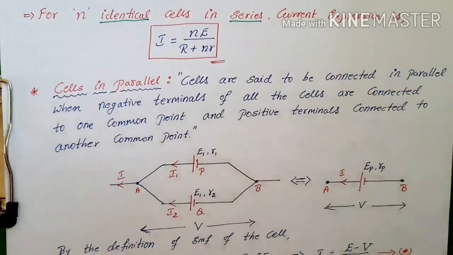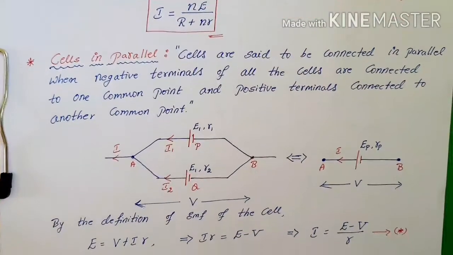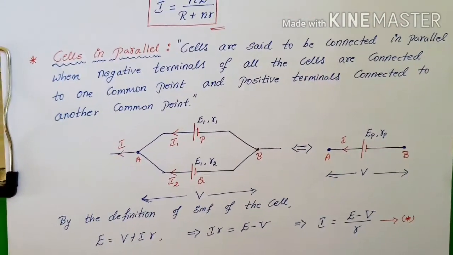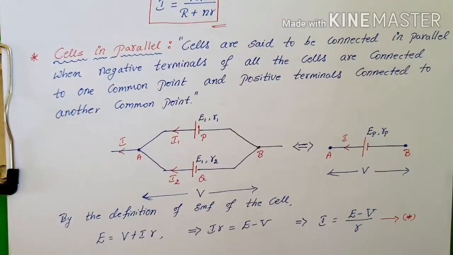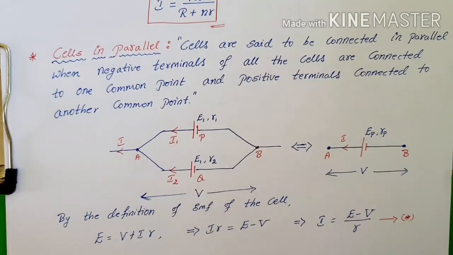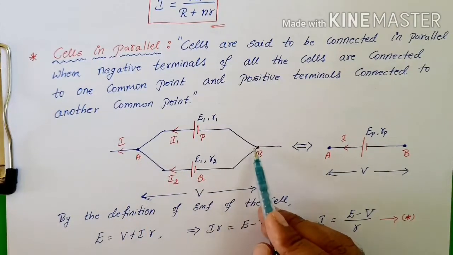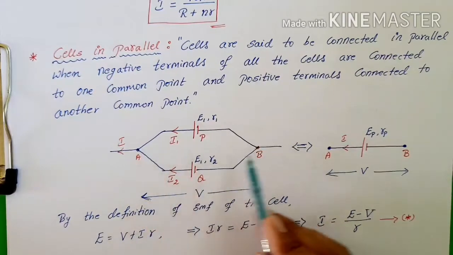Now let's look at the second case, cells in parallel combination. The cells are said to be in parallel, as we know that for a parallel combination the potential differences across the elements is same but the currents are different, right? Here also the same, and the cells should be connected between two common terminals A and B. Is it clear? So here it should be connected between the terminals A and B.